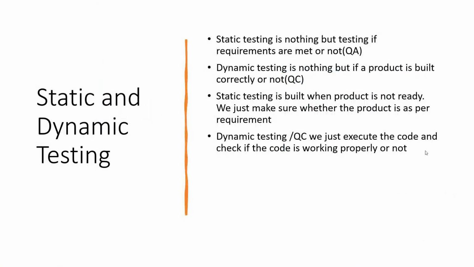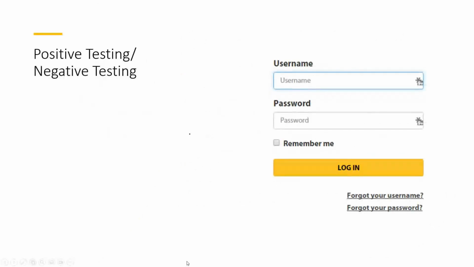So static testing is done when the product is not ready. It is not ready, but you just make sure the product is as per requirement. So the developer team will give you this UI phase saying that, okay, this is how we are planning it. So what you do is you pull out the requirement document and see, okay, there should be a username place, and there should be a password, and there should be login. Okay. Now it is as per the requirement. So that is called static testing.